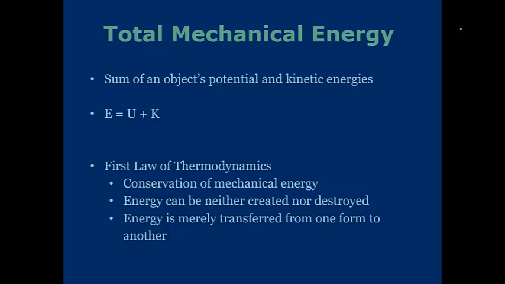When you're talking about the total mechanical energy of a system, you're looking at the sum of an object's potential and kinetic energies, or E equals U plus K. This is a direct representation of the first law of thermodynamics, which addresses the conservation of mechanical energy. To put it simply, it states that energy can be neither created nor destroyed. Energy is merely a transformation or a transfer from one form to another.